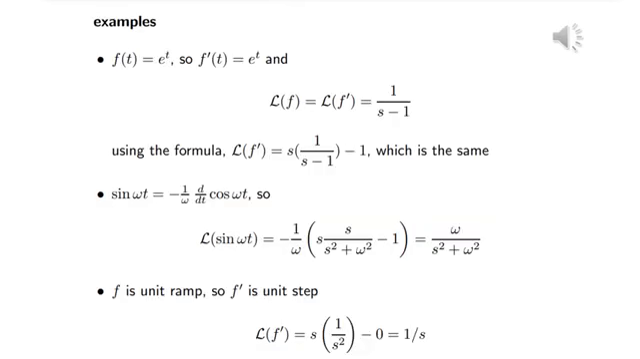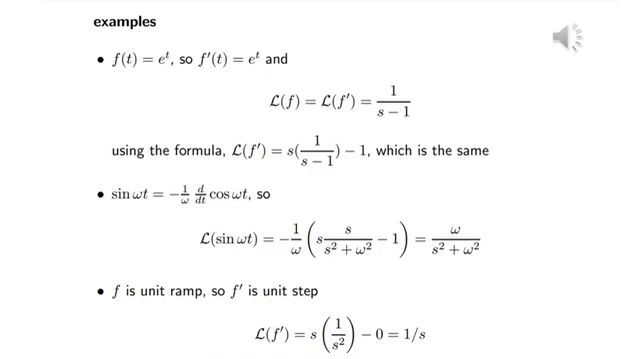So let's take f(t) equivalent to e raised to power t, and its derivative f'(t) is equivalent to e raised to power t, because the derivative of e raised to power t is the same, and we want to find the Laplace transform of a derivative of the function. Then the Laplace transform of f is equivalent to 1 over s minus a, and using the formula, what is the formula for the transform of f'?